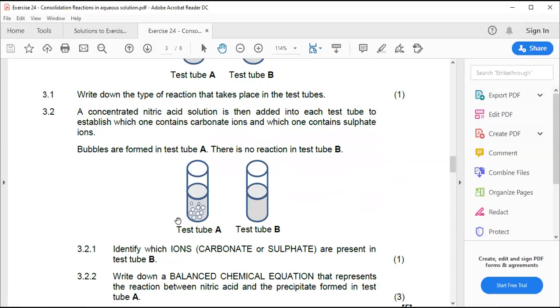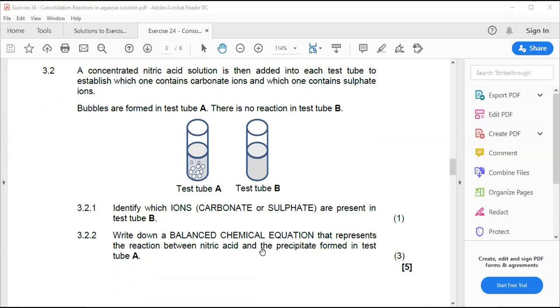Because carbonate produces carbon dioxide, the one that is forming bubbles is carbonate. The one that is not reacting is your sulfate. So the answer there is sulfate for 1 mark. Move on to the next one.